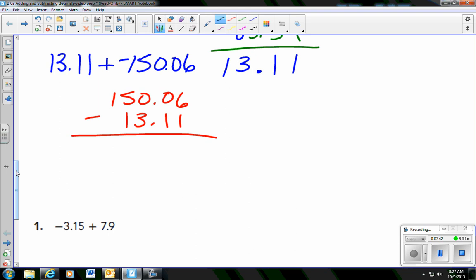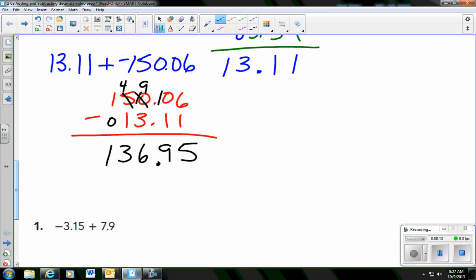So 6 minus 1 would be 5. We can't do 0 minus 1. We can't borrow from the 0, so we have to borrow from the 5. It becomes a 4. Carries to that, making it a 10. Now we borrow from the 10, making it a 9. And now that 0 becomes a 10. So we had to go 2 places again to borrow there. 10 minus 1 is 9. 9 minus 3 is 6. 4 minus 1 is 3. And 1, again, that would be a 0 there. 1 minus 0 is 1.